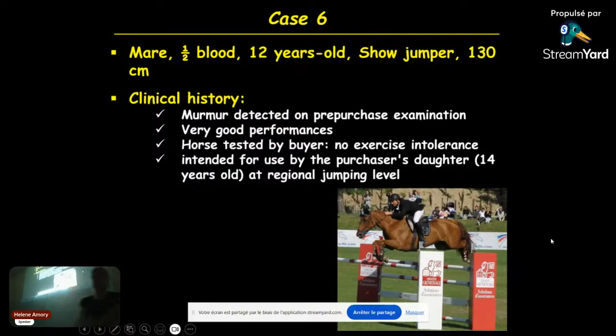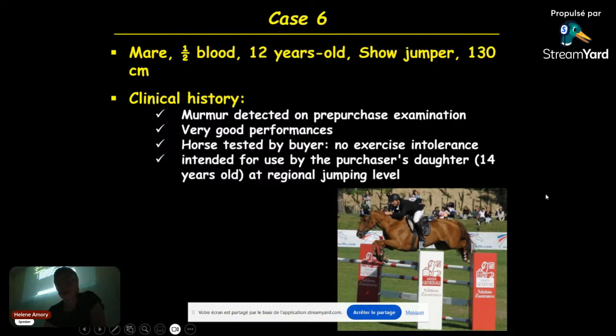Case 6. It's a mare, half-blood, 12 years old this time, a show jumper. She is performing very well. The height of the fences is very important: 130 centimeters, so a very high level of exercise. It's again a pre-purchase examination, a classical case. She has very good performance, okay?